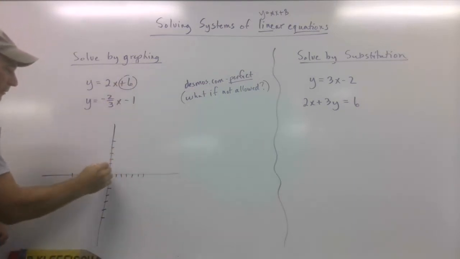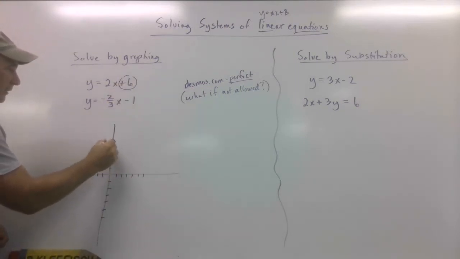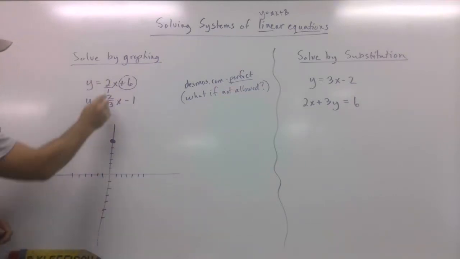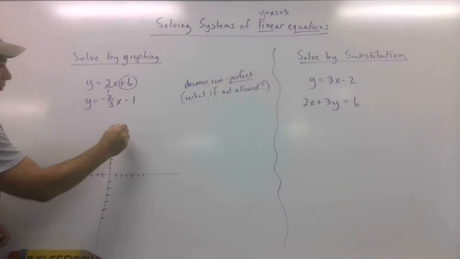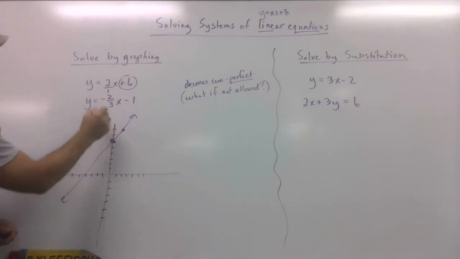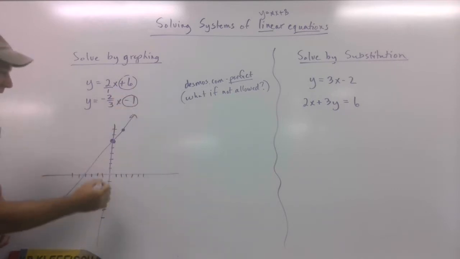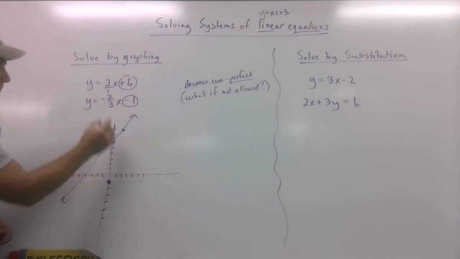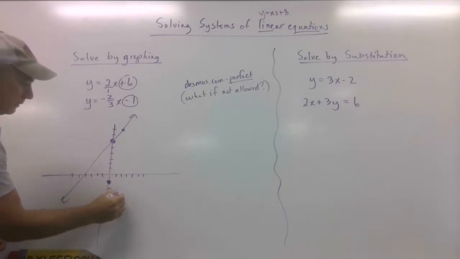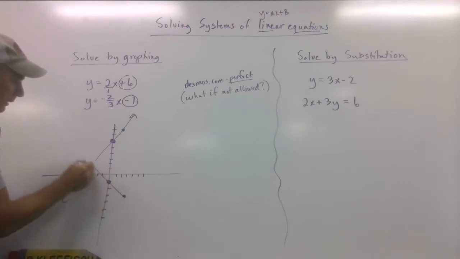B is my y-intercept, 1, 2, 3, 4, 5, 6. This is my slope. It's always two parts, rise over run, so it's up 2, right 1, there's my line. Second one, y-intercept, -1, down 2, right 3, 1, 2, 3, and then I go like this.